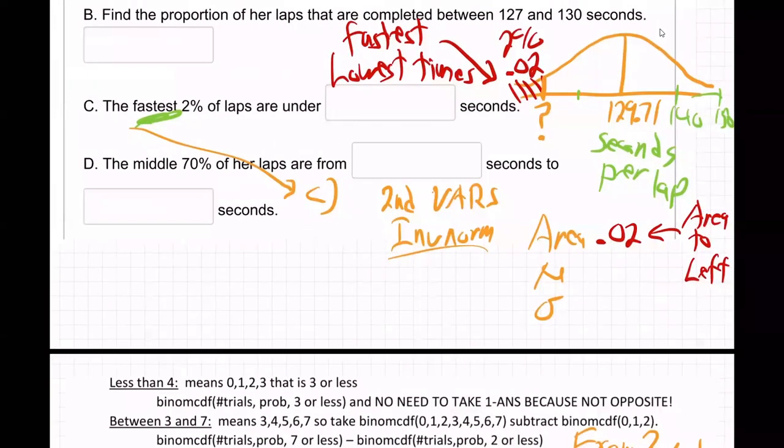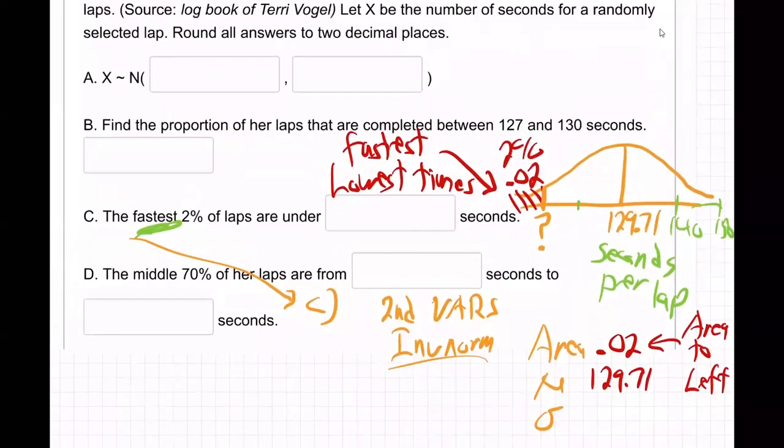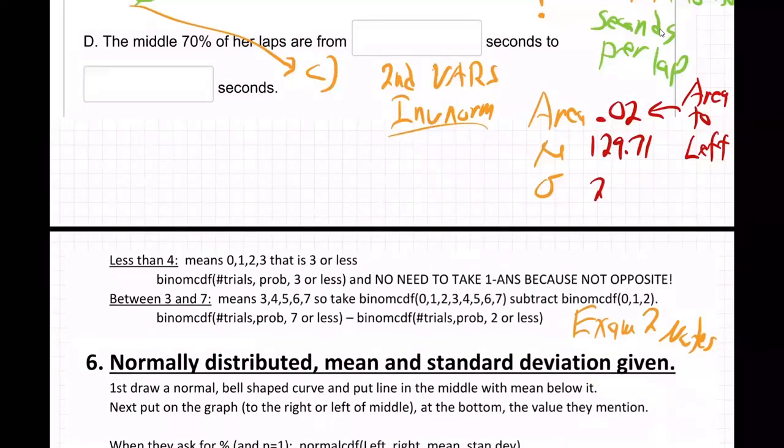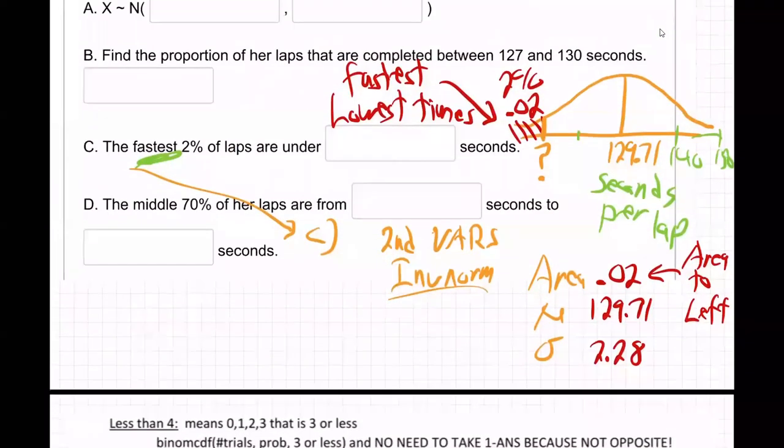Right? For the spot we're trying to find right here, this is what we want to find. The area to the left of that spot is 0.02. And then just put in the mu. That's the 129.71, the center. And the standard deviation, I don't remember, whatever it was. Oh, there it is, 2.28. How much variation there is from one race to the next. That's the average distance from the middle on her track times. So put that in and you'll get the mark for her fastest 2%.